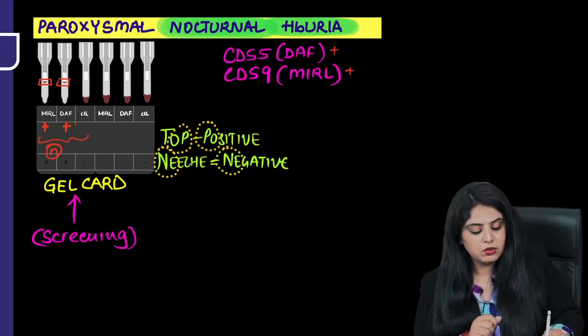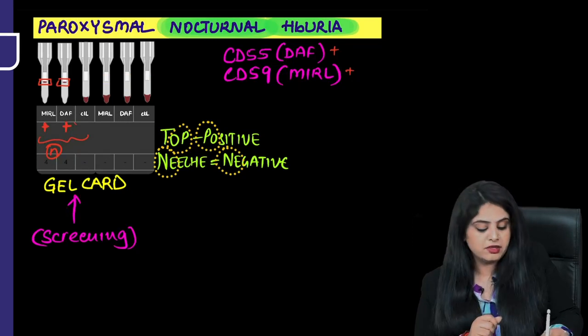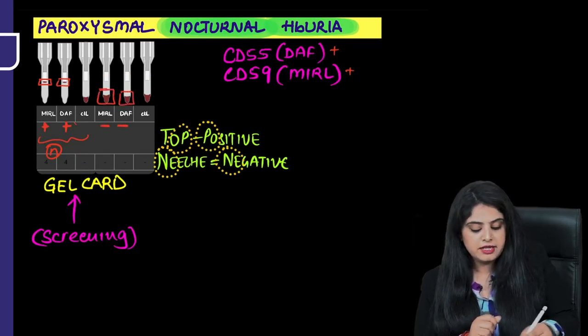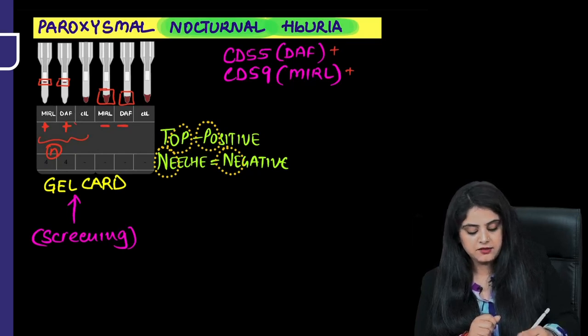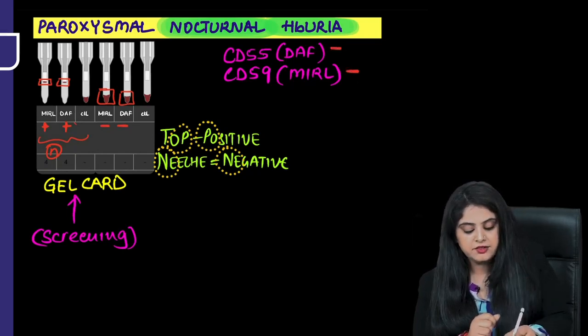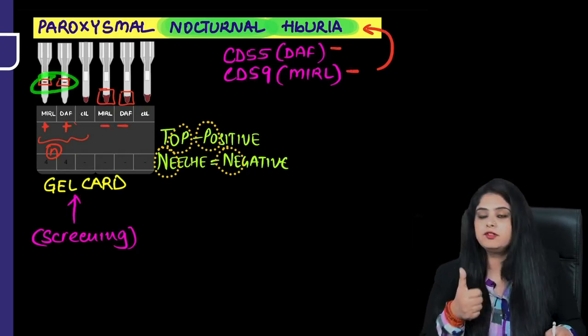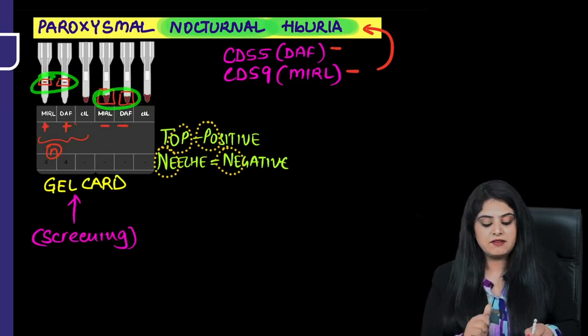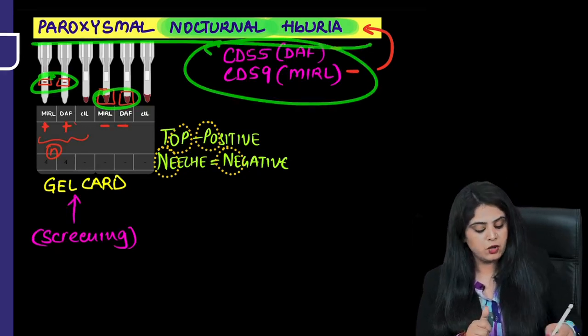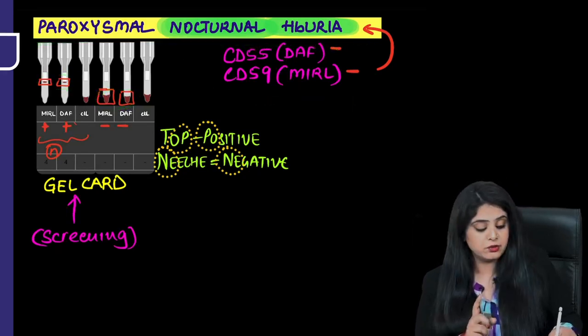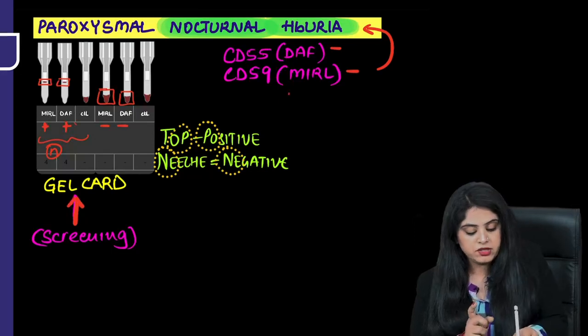Whereas here there is no line at the top. I don't see any line at the top. I see all the lines are at the bottom, bottom, bottom, bottom, meaning negative. If CD55 and CD59 are negative, this means it's a case of PNH. So simple. Line at the top means positive, line at the bottom means negative, and when these are not there, patient has PNH. However, is that the confirmatory test? No, that was a screening test. Tell me, what is the confirmatory test? It is going to be flow cytometry.